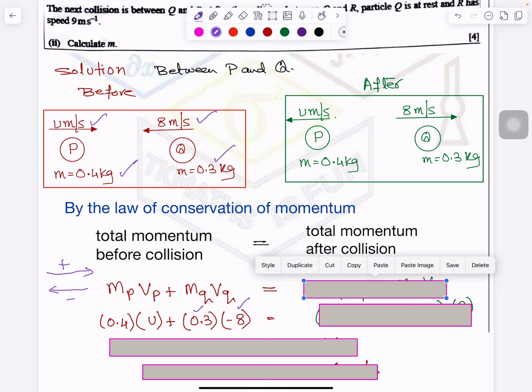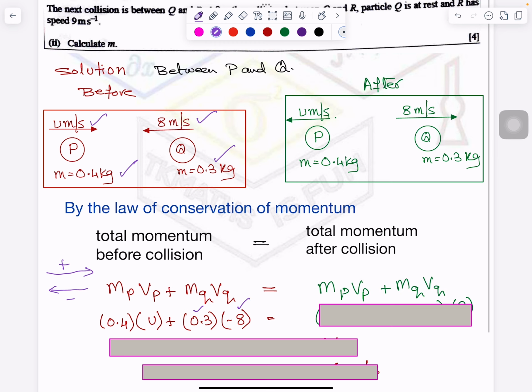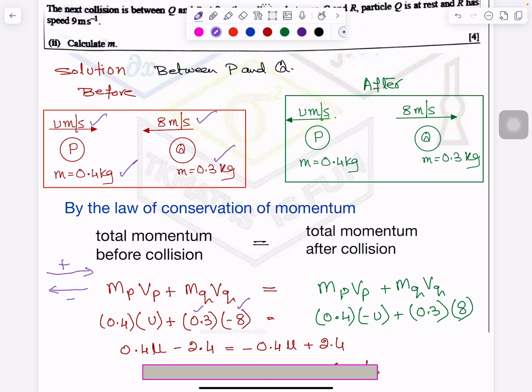I will do the same with momentum after collision. What happened to the bodies P and Q? This will help me form an equation, and I can solve this equation to get the value of u. So I hope you understood. Draw the diagram roughly. I did it in advance so that I can do it neatly, but when I am doing it in my paper, very neat is not necessary. It is just for my understanding, so it is fine.